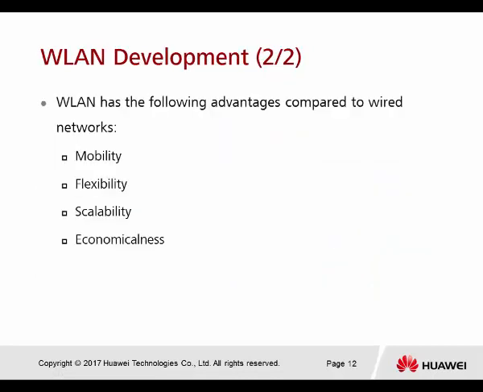WLAN has the following advantages when compared with a wired network. The first one is mobility. When we are still using a wired network, we notice we have some limitation when we want to move around with the LAN cable connection. So you can only stay still in the same area to access the network. But with Wi-Fi, you don't need to stay in the same place.